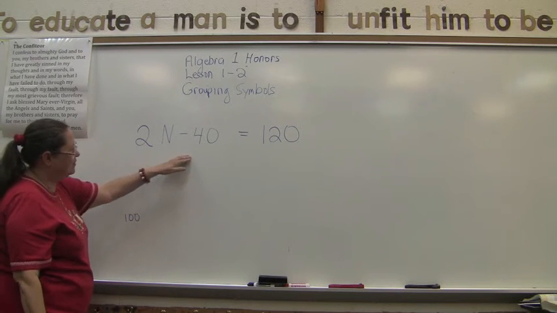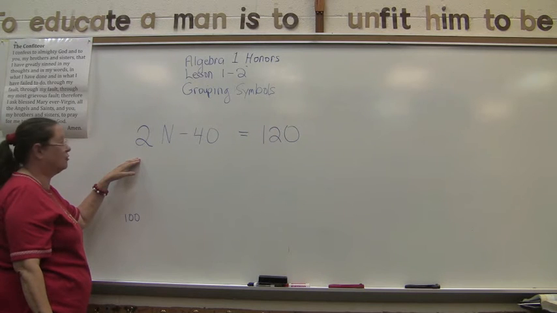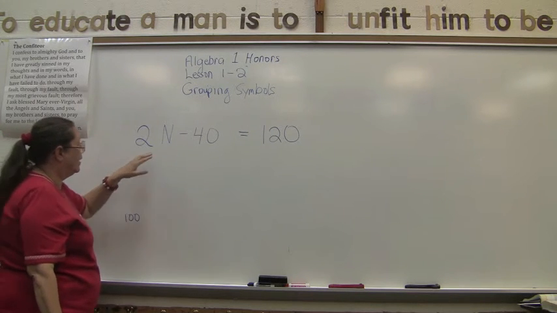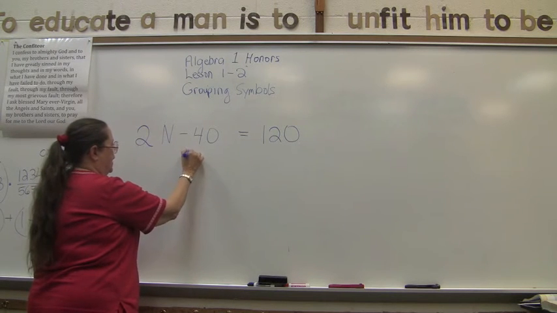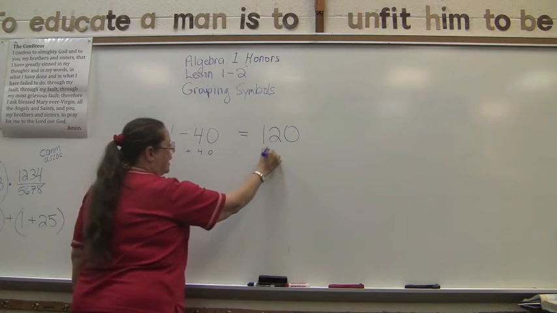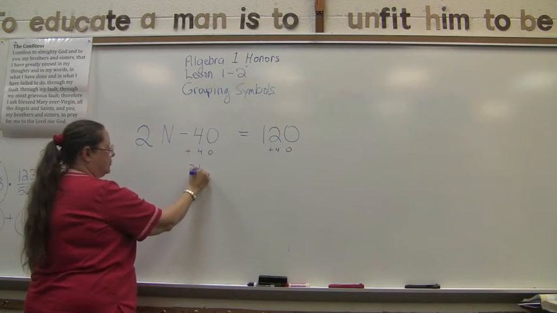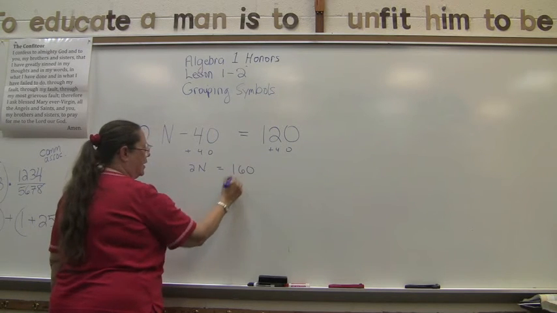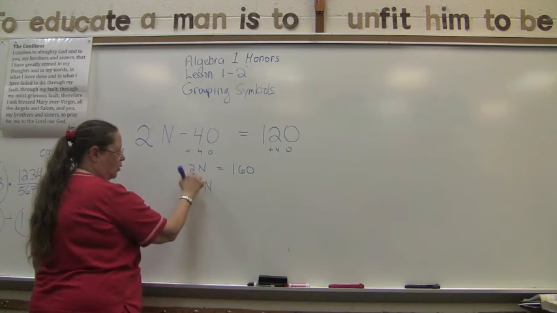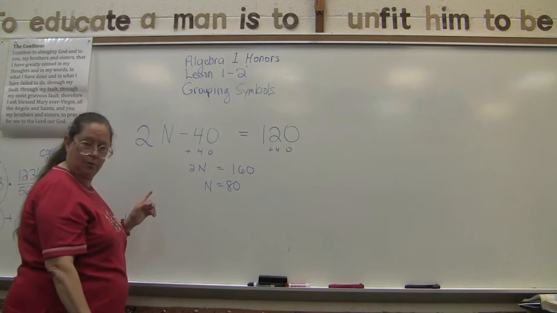But if I write it this way, without using my grouping symbols, I'm going to get an incorrect answer. Because if I solve this equation and figure out what the number was, I'm going to add 40 to each side. I get 2 times my number is equal to 160. And my number here, 2 times what is 160? Well, it turns out to be 80. That's not what my number was.